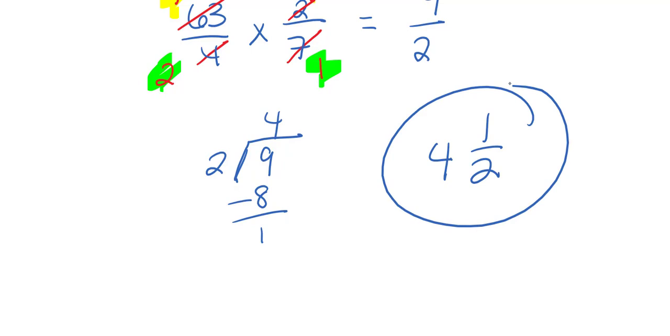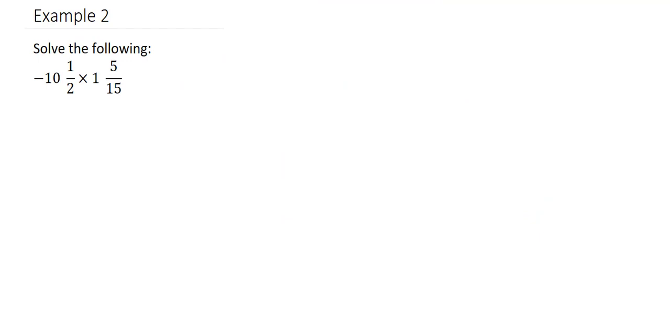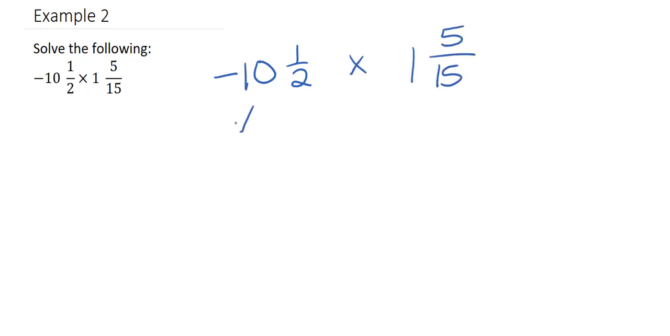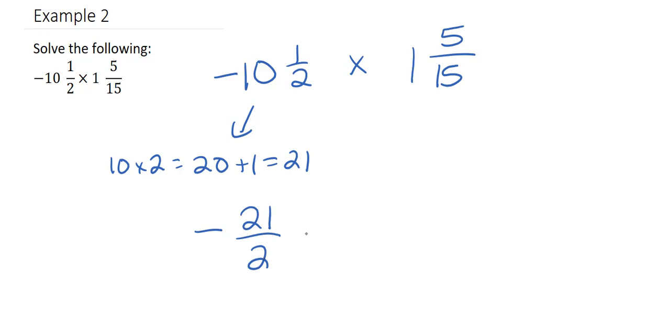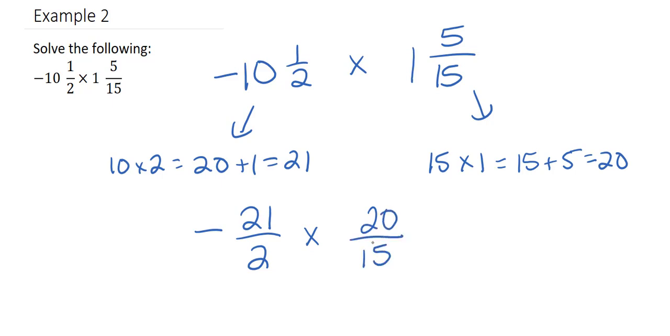Now let's go ahead and look at example 2. So example 2, we're going to solve the following. We have negative 10.5 times 1 and 5 over 15. So let's go ahead and start to solve. So we'll write it out first, and then we're going to convert both mixed numbers into improper fractions. Now 10 times 2 is 20 plus 1 is 21. So we have negative 21 over 2 times, and then this becomes 15 times 1 is 15 plus 5 is 20. So we get 20 over 15.